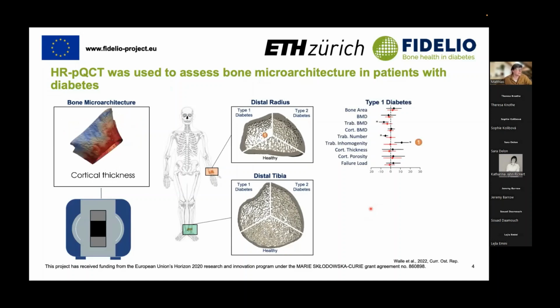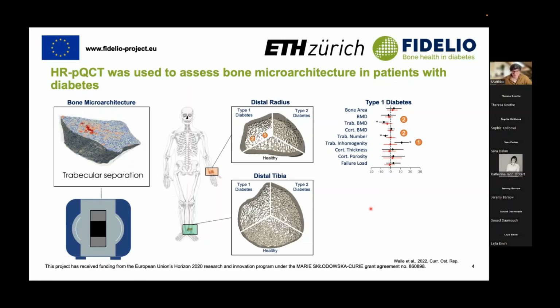So in type 1 diabetes, we find an increase in this trabecular inhomogeneity, which is what I pointed out earlier: these large void spaces or holes forming in the bone matrix, where there's sometimes really large spacing between trabeculae and sometimes smaller spacing. So it's very inhomogeneous. And you can also see that in general, the trabecular bone microarchitecture is reduced. So we have this trabecular thinning and also a reduction in trabecular number in these patients.